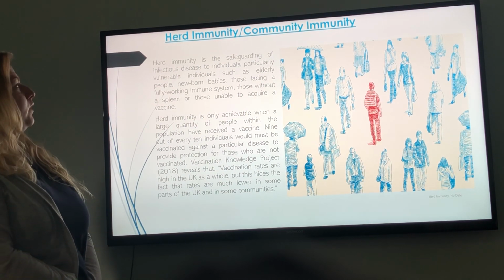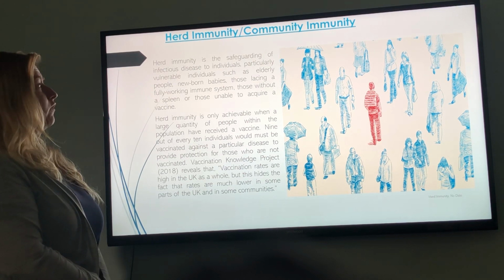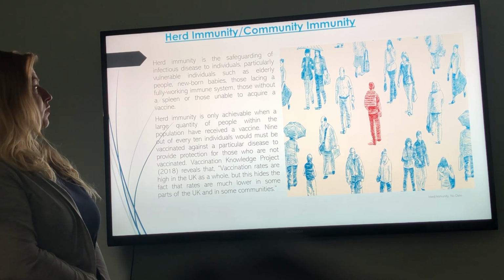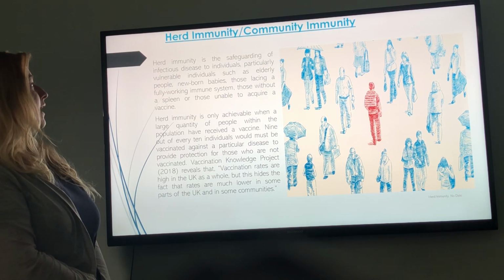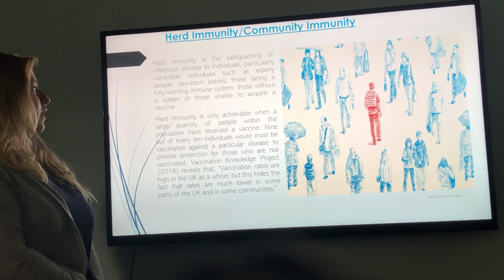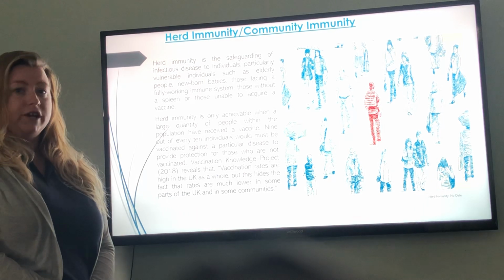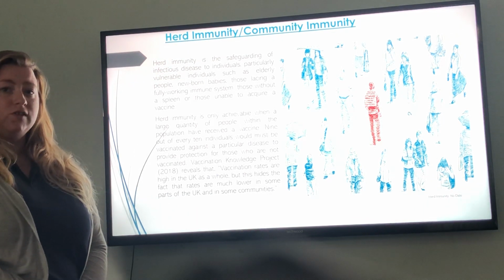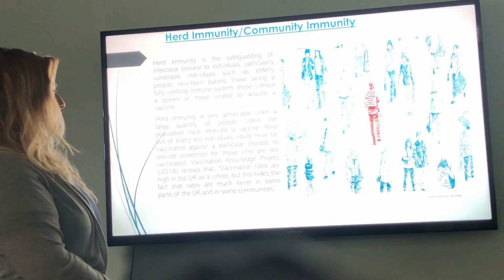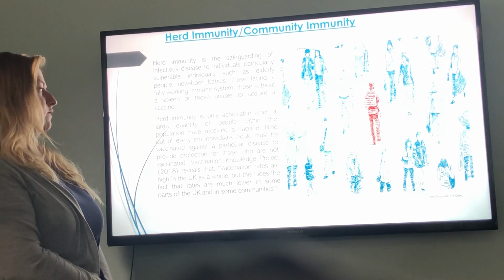Herd immunity is the safeguarding of individuals from infectious disease, particularly vulnerable individuals such as elderly people, newborn babies, those lacking a fully working immune system, and those without a spleen or those unable to acquire a vaccine. Nevertheless, it is not protection against diseases like tetanus, which is caught from one's environment rather than person to person. Herd immunity is only achievable when a large quantity of people within the population have received a vaccine.